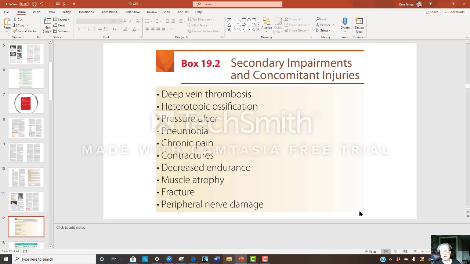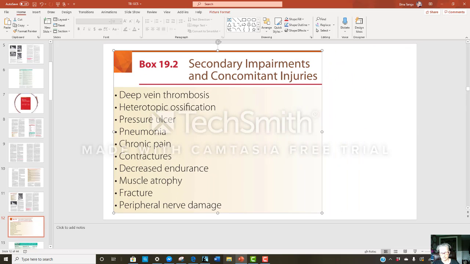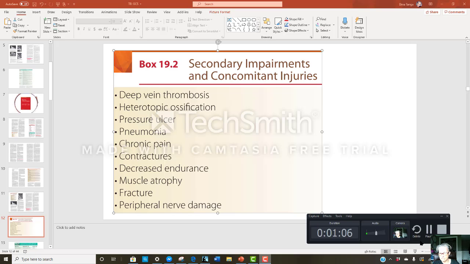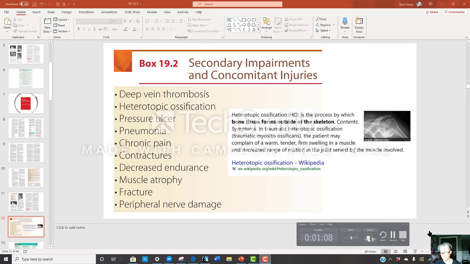It talked about box 19.2, secondary impairments, which would include a DVT, heterotopic ossification, pressure ulcer, pneumonia, chronic pain, contractures, decreased endurance, muscle atrophy, fracture, and nerve damage. So let's go and review a little bit on heterotopic ossification. Please hold while I grab some information.